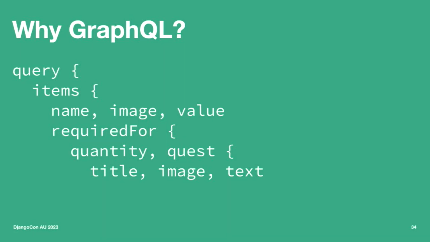If GraphQL has all these sharp downsides, why do I like it at all? It is super cool for deeply interlinked data. So this is a GraphQL query that is looking at 3 different SQL tables: items, quests, and a through table between them. So we want to get name, image, and value for all items, and then for every item, look at all of the quests that use it, get the title, image, and text of that quest, as well as the quantity used in that quest. And we can do all of that in one generic query.